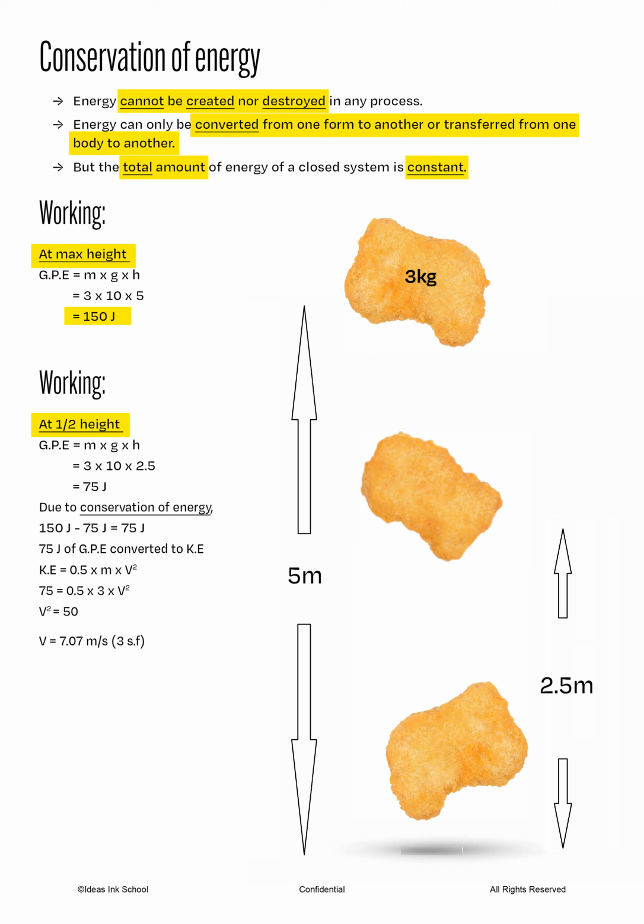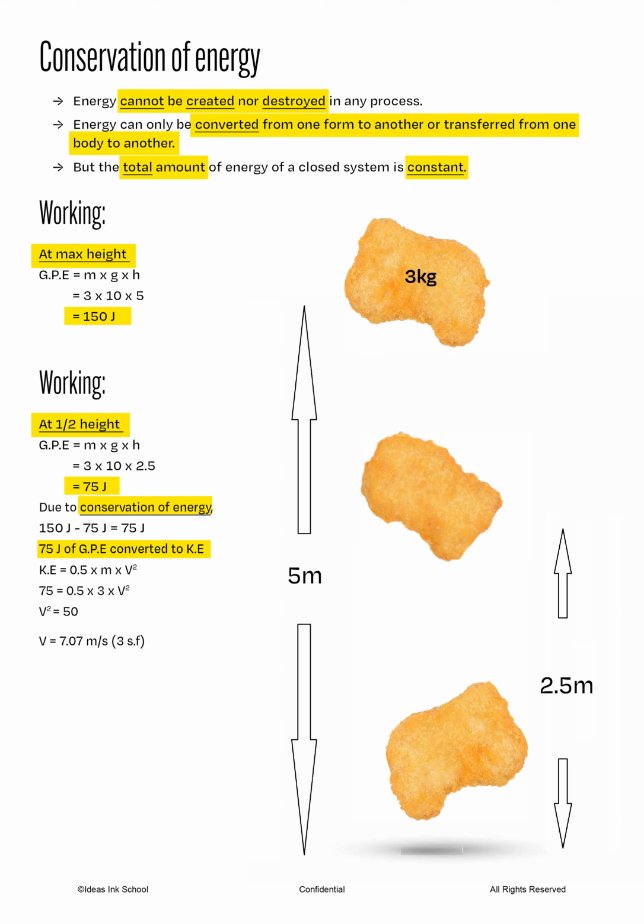At half height, the nugget will only have half of its original GPE. However, due to the conservation of energy, this 75 joules of energy cannot be lost. Instead, the 75 joules of GPE was converted to kinetic energy. And with this information, we can calculate the velocity of the falling nugget.